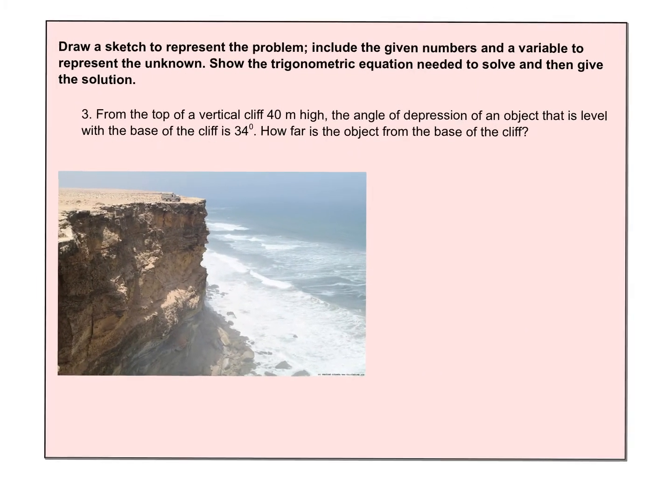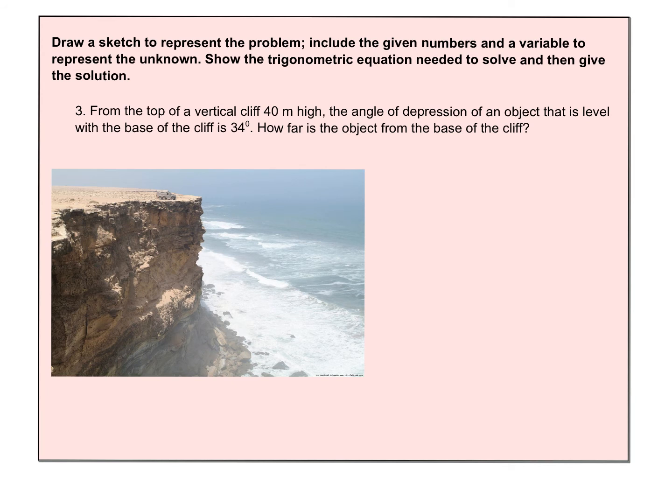Okay, so from the top of a vertical cliff, 40 meters high, not terribly tall, but still pretty tall, the angle of depression of an object that is level with the base of the cliff is 34 degrees. How far is the object from the base of the cliff? Now, here's what everybody draws, and that's fine.